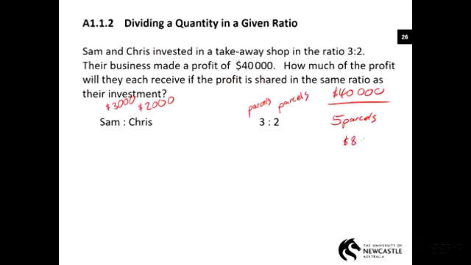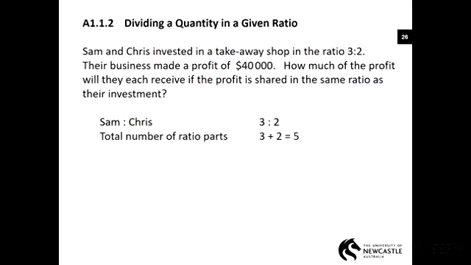$8,000. So what I'm claiming is, every parcel has got $8,000 in it. You'll get 3 lots of $8,000, which is $24,000, and you'll get 2 lots of $8,000, which is $16,000. Do they add up to $40,000? They do. Are they in the ratio 3 to 2? They are. Everything's good. Okay, so the concept here, whether I use the word parcels or bits or pieces, I don't remember what I did in the book. Let's have a look. I said parts.